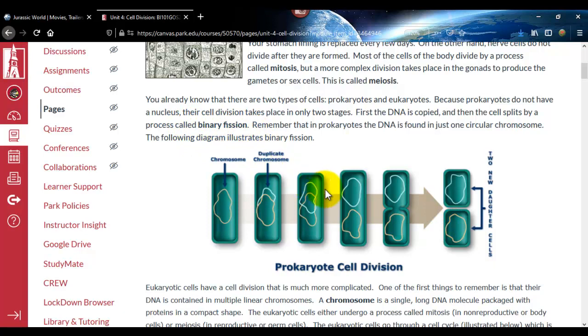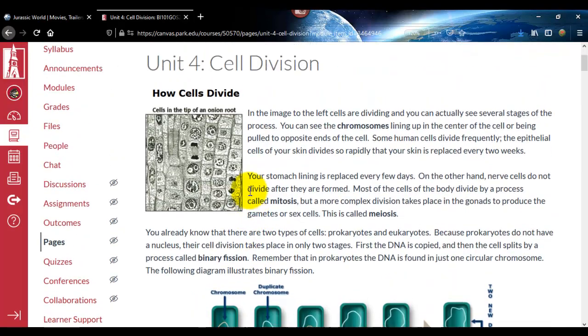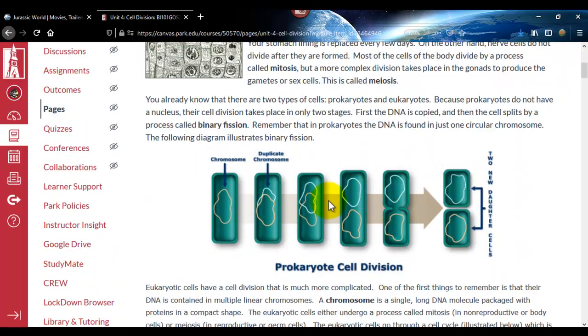We're mainly going to be talking about eukaryotic cells. Obviously, they're not going to go through meiosis, which is the production of sex cells, but this is how bacteria divide. Like it says here, prokaryotes do not have a nucleus. Their cell division takes place in only two stages. The DNA is copied, and then the cell splits in a process called binary fission. And it's just one circular chromosome. They're very simple, but that's under our overview part of our course.